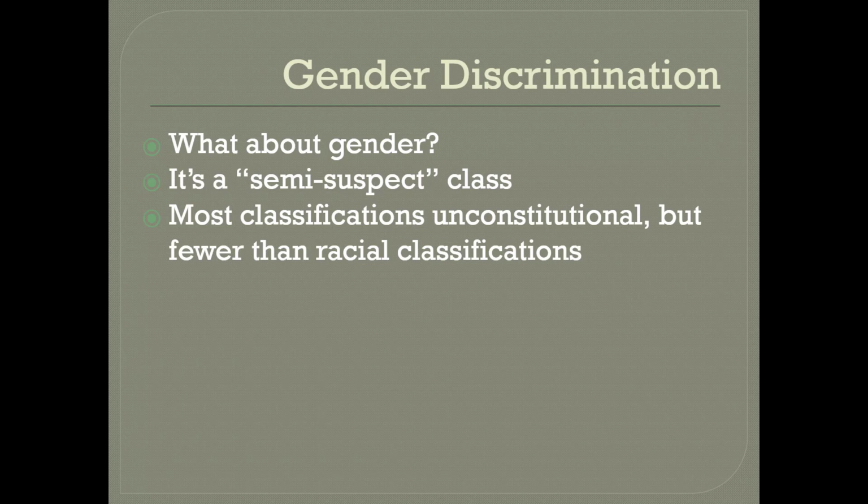So, for example, while it is unconstitutional for prisons to segregate on the basis of race, it is constitutional for prisons to segregate on the basis of gender. The same is also true for the military. So, gender discrimination, I don't want to get into all the details, but it simply means that virtually all classifications based on gender are unconstitutional, but a few more of them are constitutional than racial classifications. And another example, registration for the draft. The Supreme Court said that it was constitutional to only require men and not women to register for the draft.